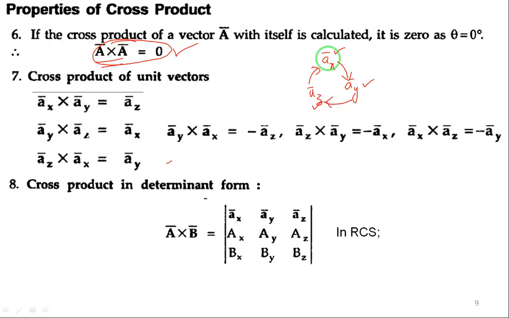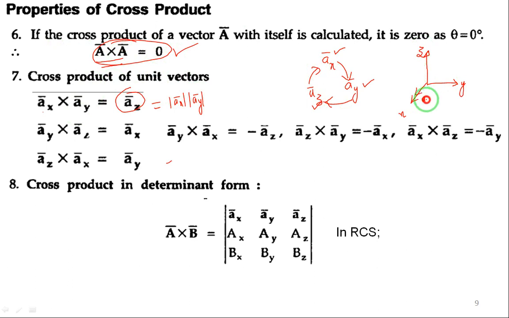If I take the cross product of similar vectors, that means Ax cross Ax, Ay cross Ay, Az cross Az, similar vectors. So first I have written here Ax cross Ay. We will get Az. How? Just apply the definition of the cross product. First the magnitude of Ax vector is 1. Magnitude of Ay vector is 1. Then the sine of the angle between Ax and Ay, they are mutually perpendicular to each other, right? If you see the rectangular coordinate system, x, y, z.